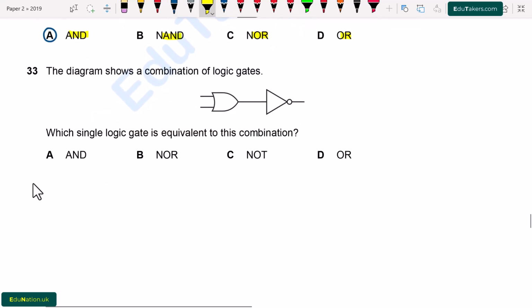Question number 33. The diagram shows a combination of the logic gates. Which single logic gate is equivalent to this combination? We see here there are 2 inputs A and B and a single output X. This gate is an OR gate while this is a NOT gate. When we apply a NOT gate over an OR gate, we get a NOR gate. Now we see the options. Option A, AND gate, B, NOR. So here is the NOR gate in option B. B is correct.